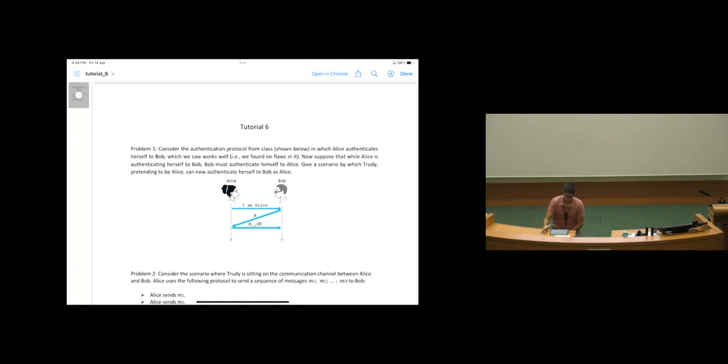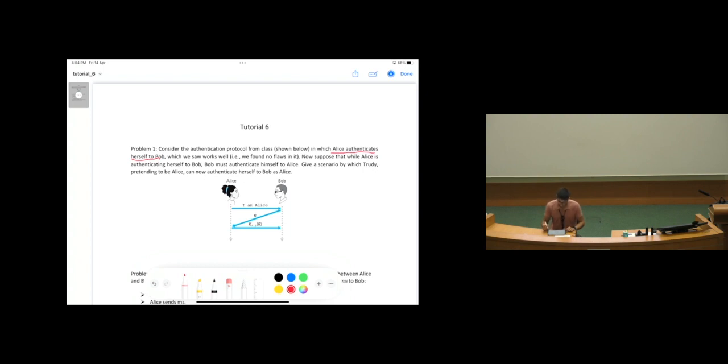Okay. So let's solve the last tutorial. Here we have the authentication protocol from class. This is for endpoint authentication. Alice is proving to Bob that she is indeed Alice and that she is live on the other end of the communication. So Alice authenticates herself to Bob, which we saw works well.